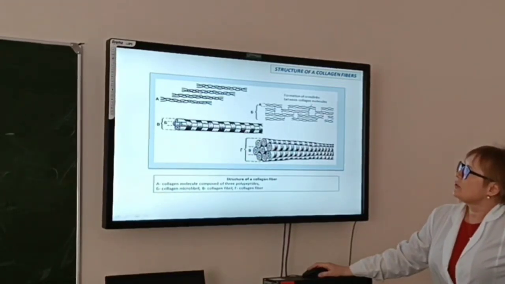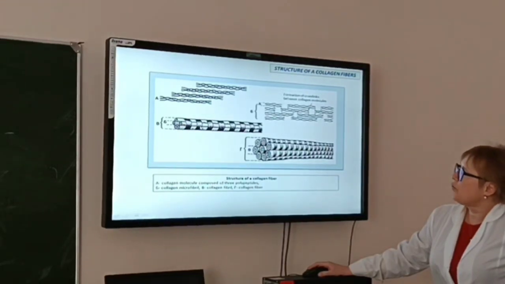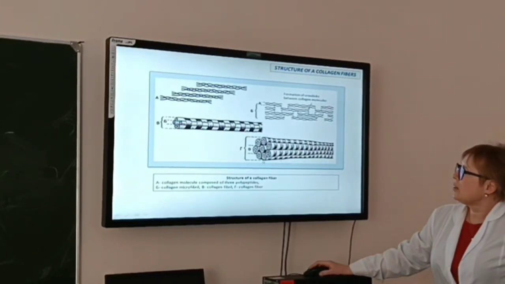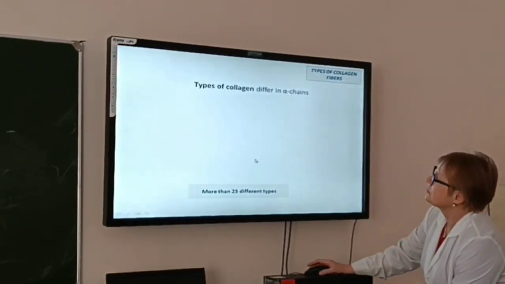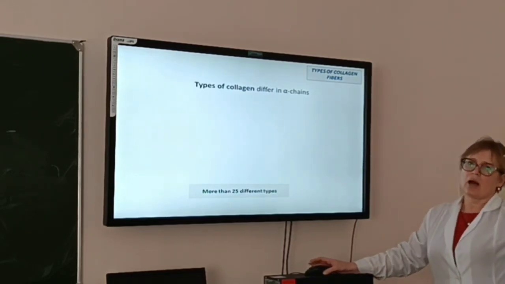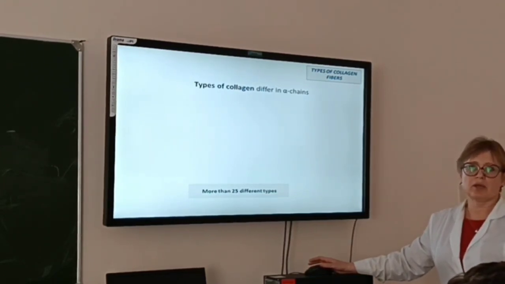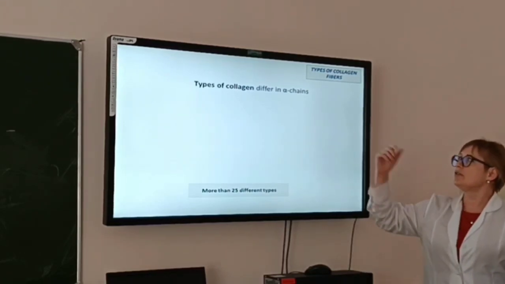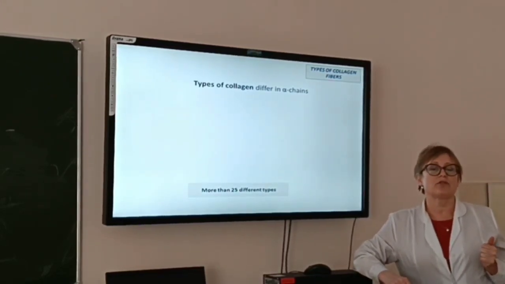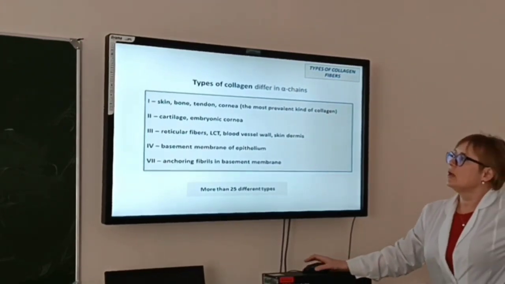Now, for example, tropocollagen molecules polymerize and form a fibril. Several fibrils form collagen fibers. Several collagen fibers form bundles of collagen. And the alpha chain inside the tropocollagen can differ by chemical components. Due to differences in the alpha chain, we can identify more than 25 types of collagen fibers. But for you, it's important to know only 5.